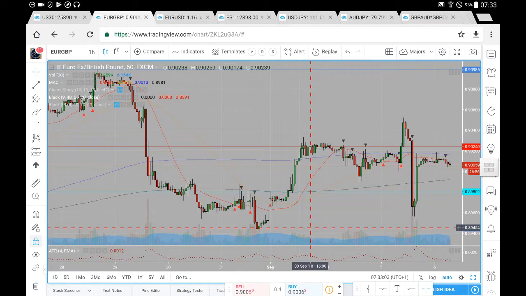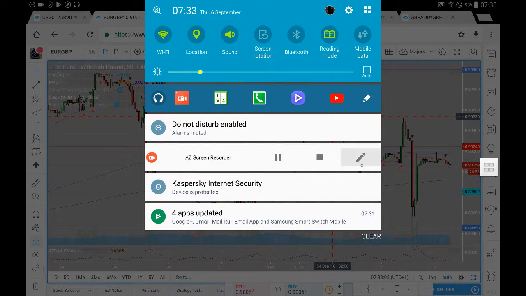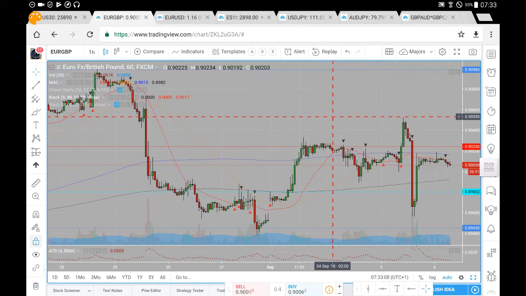So this is the euro pound analysis for Thursday the 6th of September. Now let's have a look at prices and where price may likely go.